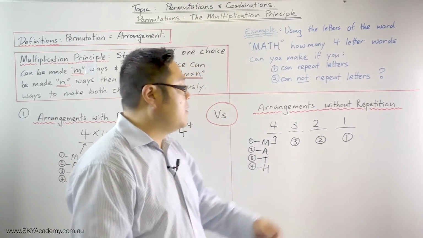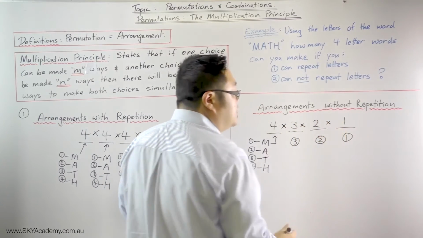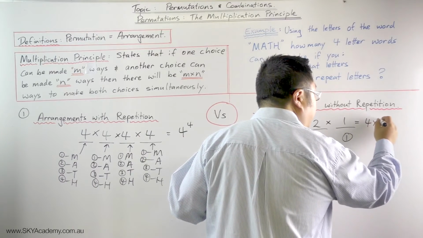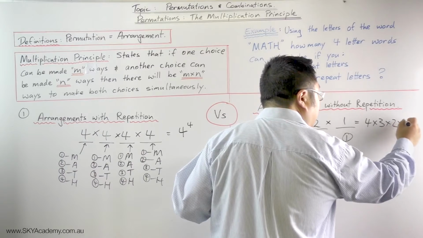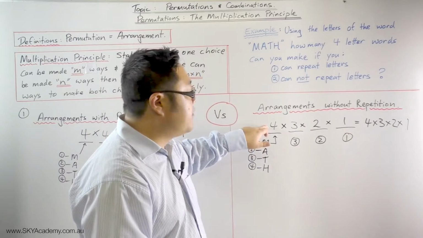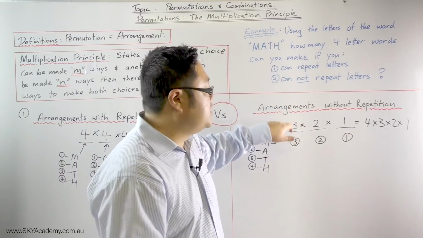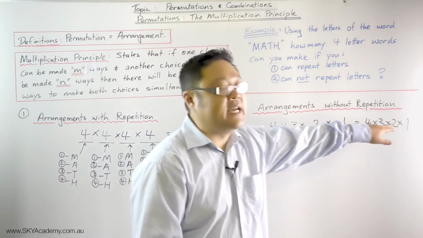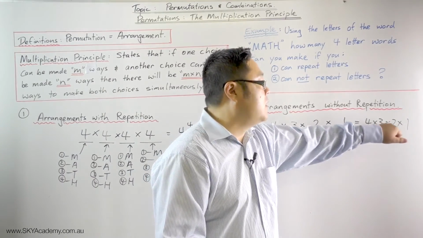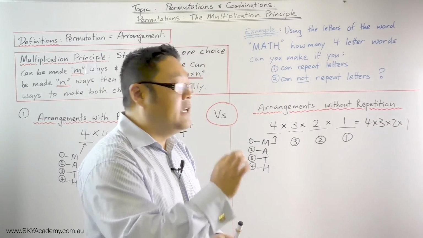Over on this side, what you end up with by using the multiplication principle is an expression that looks like this: 4 times 3 times 2 times 1. So in other words, what you're doing is you're multiplying the number of choices that you have for the first position by a number which is 1 less each time until you get down to nothing. Does that make sense? So 4 times 3 times 2 times 1, because 3 is 1 less than 4, 2 is 1 less than 3, 1 is 1 less than 2. Good.